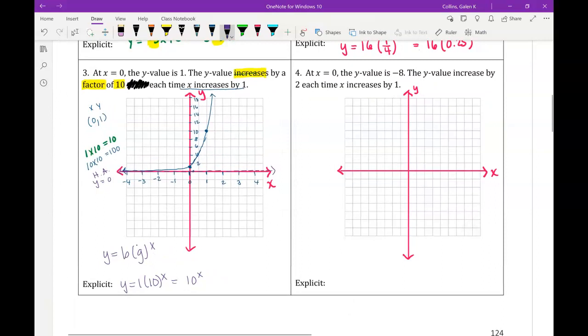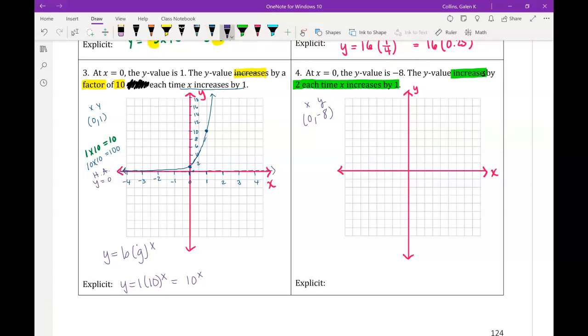All right, lastly, number 4, at x equals 0, the y value is -8. So again, I'm given an ordered pair. That is my y-intercept. The y value increases, so many typos, the y value increases by 2 each time x increases by 1.